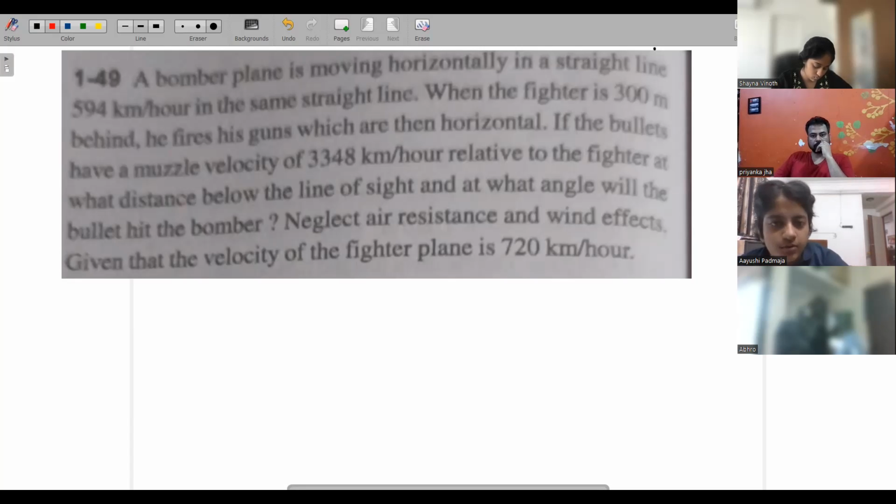Sir, I have a doubt. If the fighter and the bomber are in the same line, then why will the bullet hit the bomber at some angle? No, no. Assume fighter is above, bomber is below. The fighter is moving in this line, and the bomber is moving in this line. There is a correction in the question. Just correct that.